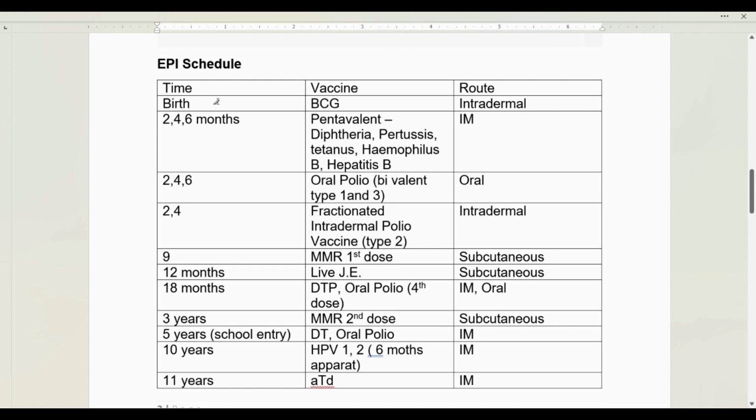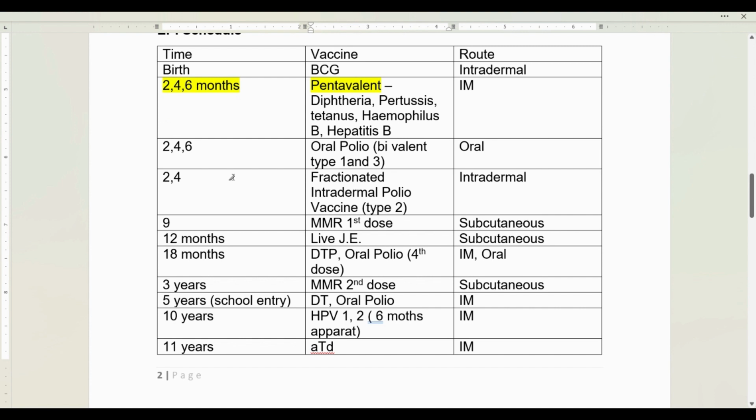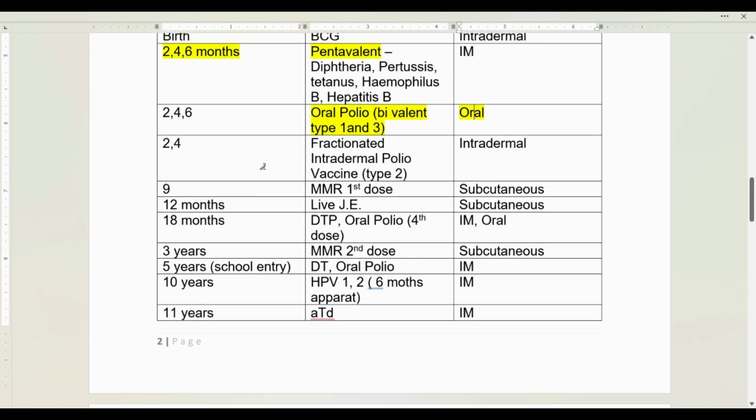The BCG vaccine is given at birth, and at 2, 4, 6 months the pentavalent vaccine is given, which is an IM vaccine. The pentavalent vaccine contains diphtheria, pertussis, tetanus, Haemophilus B, and hepatitis B. At 2, 4, 6 months, the oral polio vaccine is also given, which has the vaccine against type 1 and type 3 of the polio strains, and it is an oral vaccine.